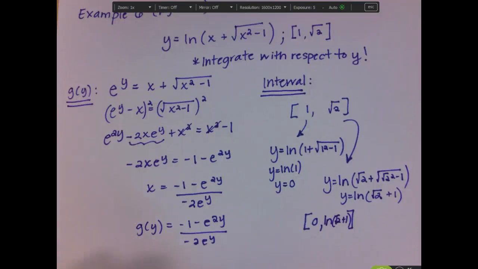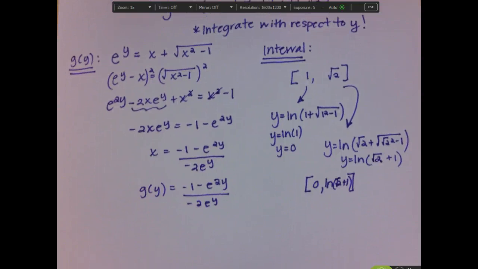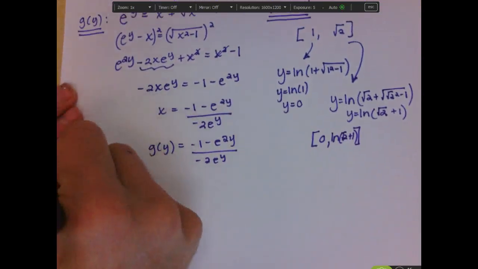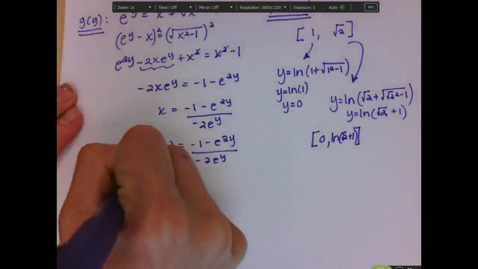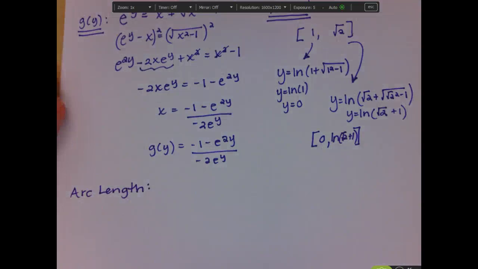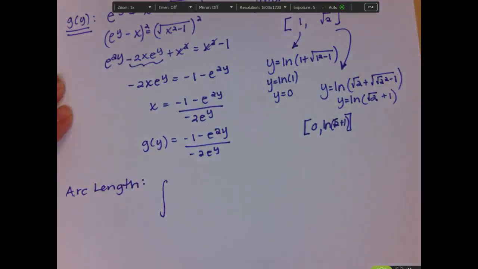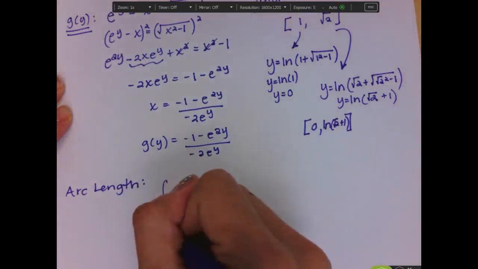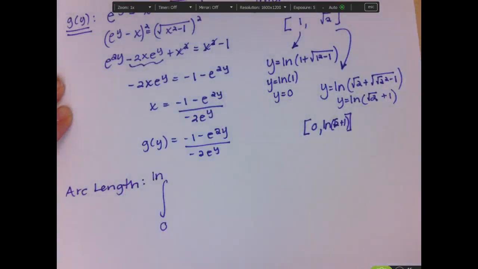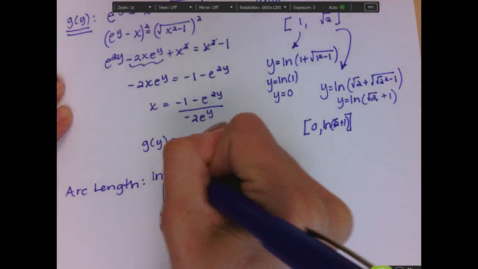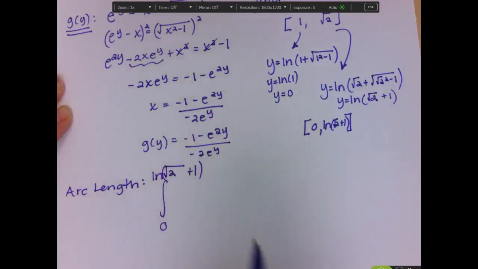We have a function in terms of y. We have an interval in terms of y. We're ready to start looking at the arc length formula. So remember that arc length is found by integrating over the interval, which is now in terms of y, 0 to the natural log of square root of 2 plus 1. Sorry, I extended my square root of 2 a little longer than it needed to be. The plus 1 should be on the outside.